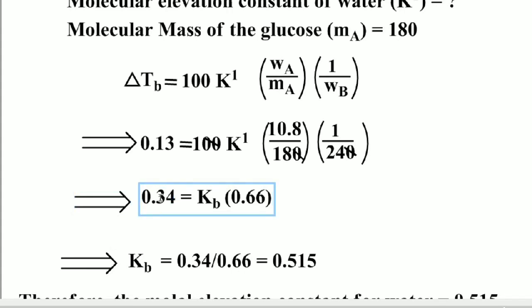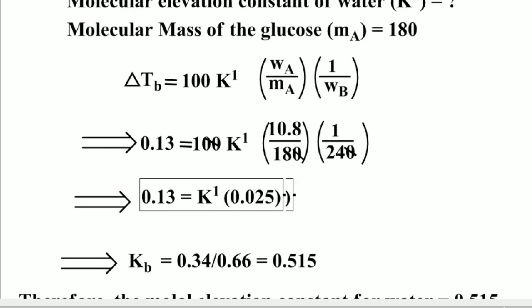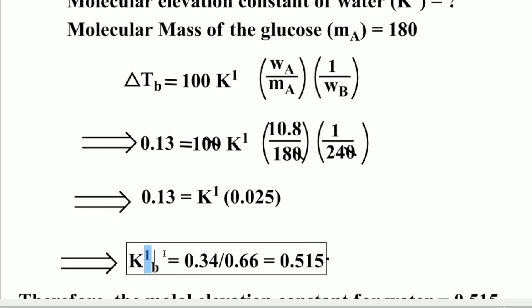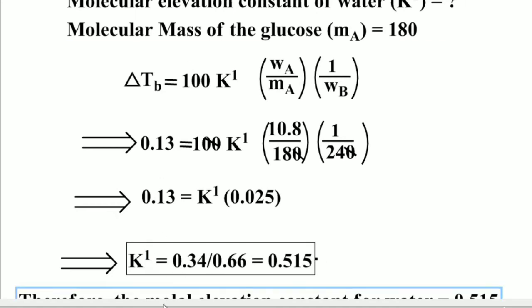Therefore we get like this students, 0.13 is equal to K dash into 0.025. Therefore our desired K dash, that is the molecular elevation constant of water, K dash is equal to 0.13 divided by 0.025.